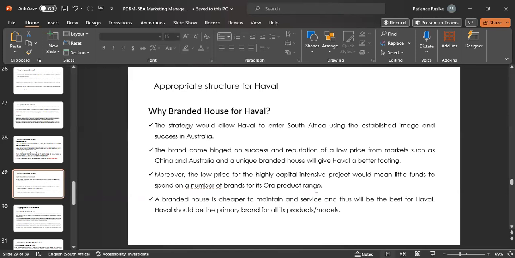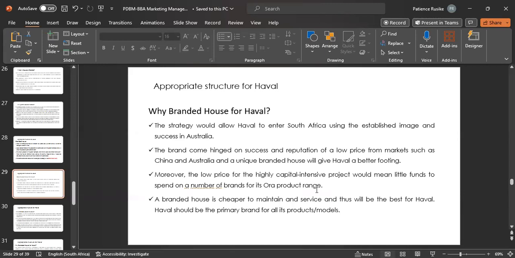So there's no need, even for other products that they are going to produce, to have standalone identities, whereby a brand will stand on its own. It will be advisable for them to use one brand name, Haval, because that brand name has already been established in markets such as Australia.